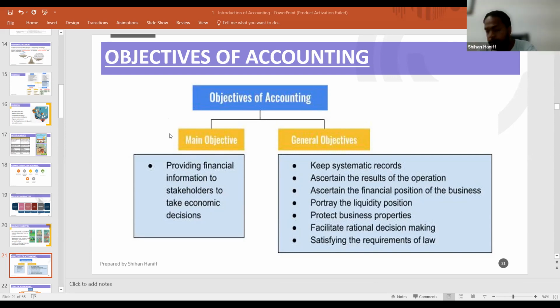And there are some other general objectives: keep systematic records, ascertain, which means calculating the results, showing the financial position, showing the liquidity position, protecting the properties for rational decision making, and also to satisfy requirements of law. So these are general objectives. So remember, there is a main objective and other general objectives.